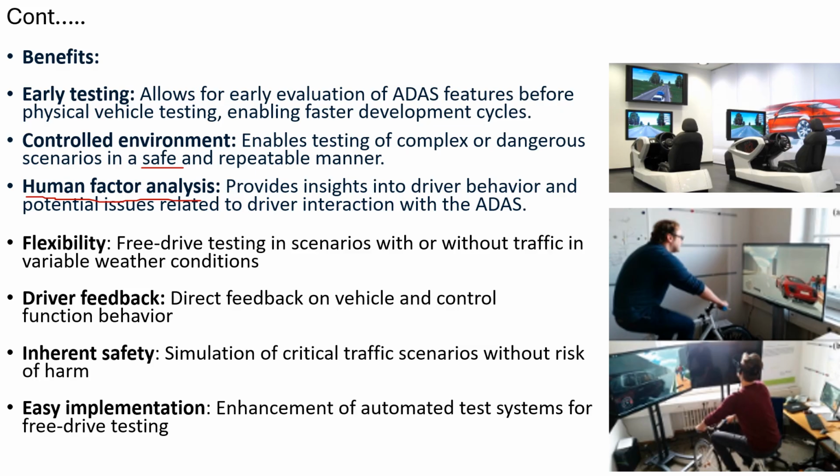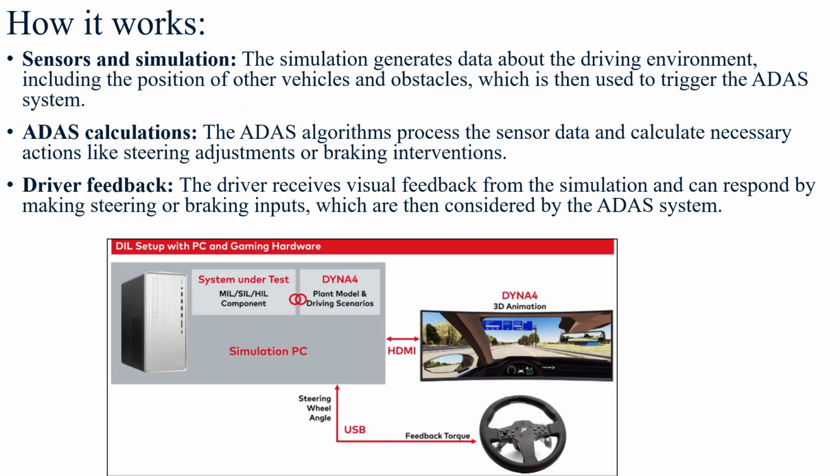Now let's go to the next slide. How does this driver in loop work? First of all, there are sensors and simulation. The simulation generates the data about the driving environment, including the position of the other vehicles, which is used to trigger the ADAS system. So the actual inputs received by the sensors are simulated.